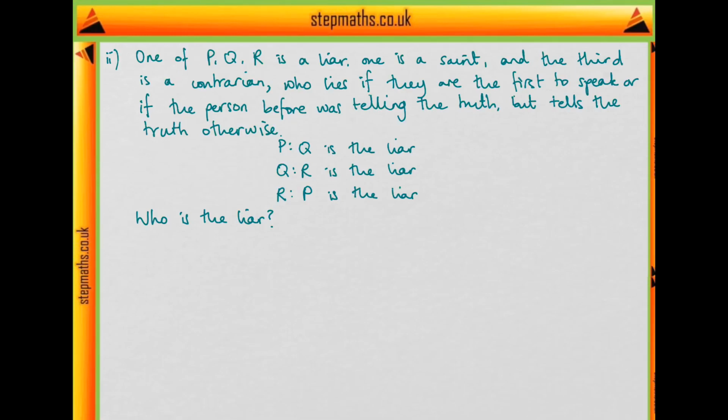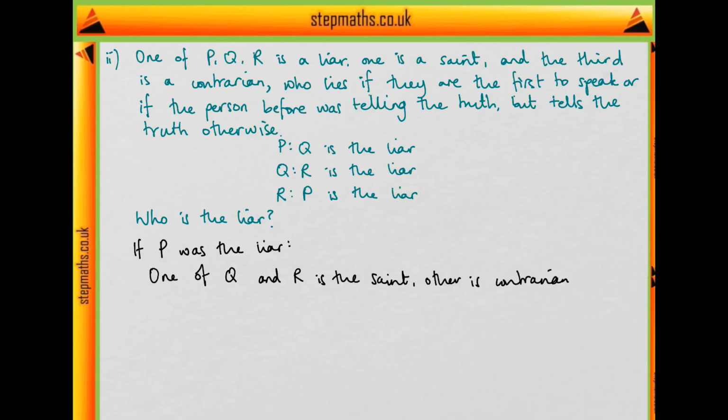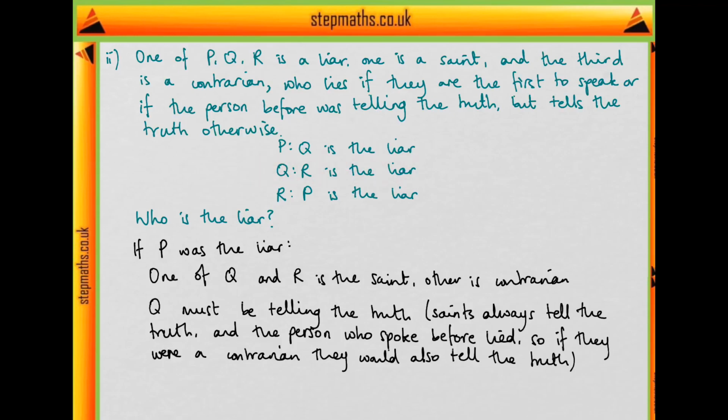So let's think what would happen if each of P, Q, or R were the liar. First, if P was the liar, then one of Q and R would be the saint and the other would be the contrarian. Now if Q were the saint, they would of course tell the truth. But if they were the contrarian, then the person before just lied, and as contrarians do the opposite of what the person before did, Q would need to tell the truth. So either way, Q must be telling the truth.